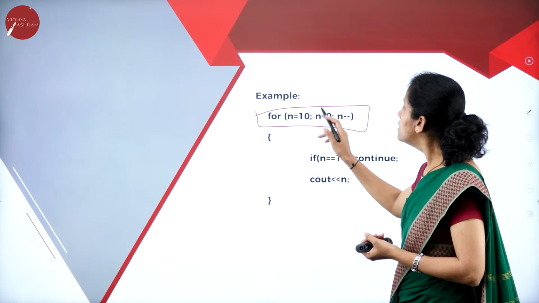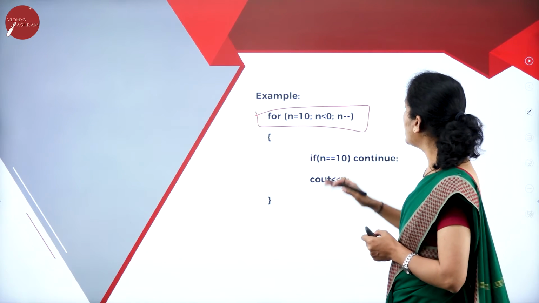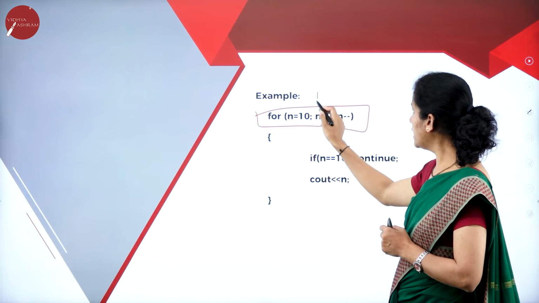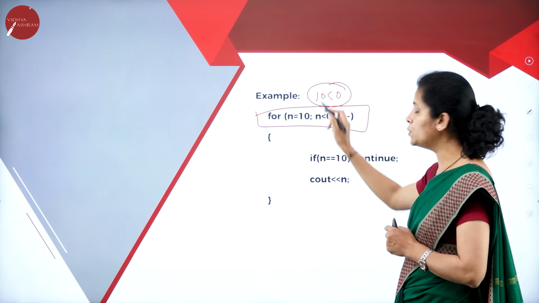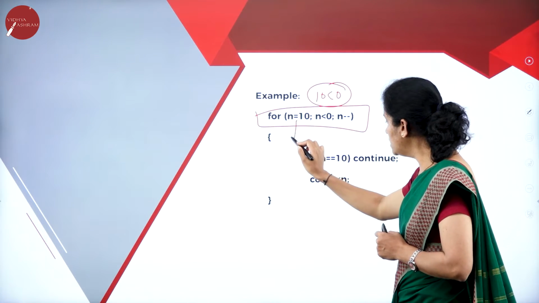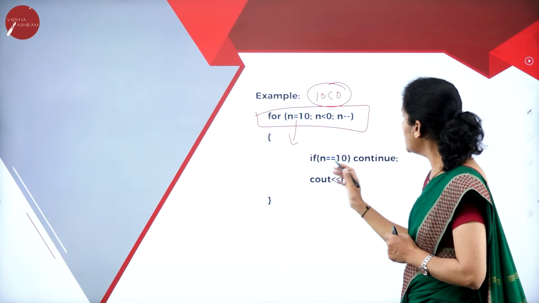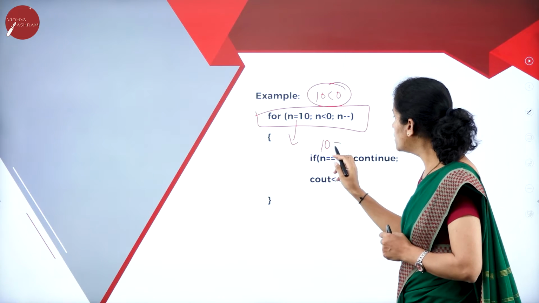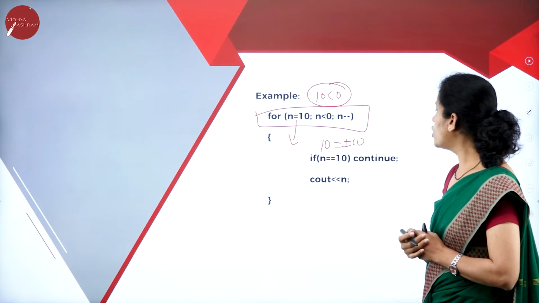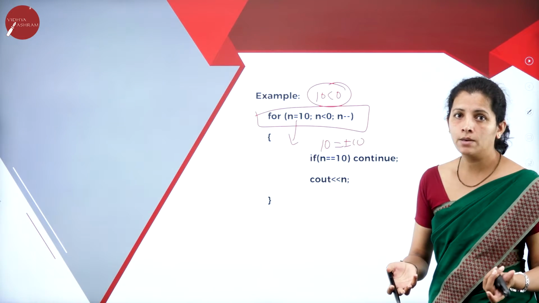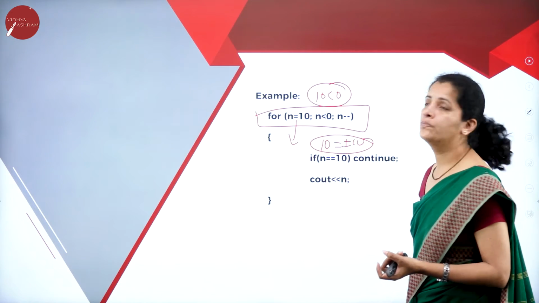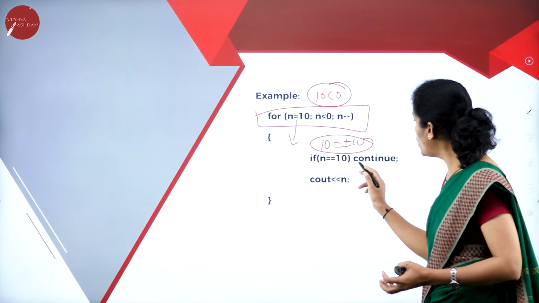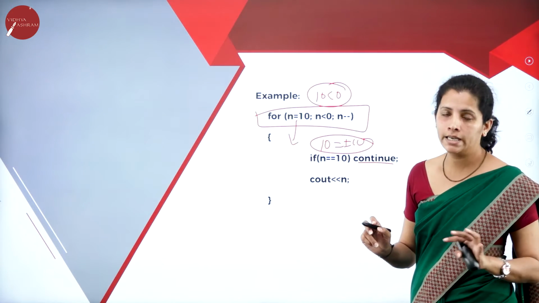Now the loop condition with n minus minus. What is n? n is 10. The condition is true. If this condition is true, it enters the for block: if n equals 10. So n is 10, equal to 10. What do I want to do? I want to continue. That means I don't want to print this 10. So I'm going to skip the iteration.